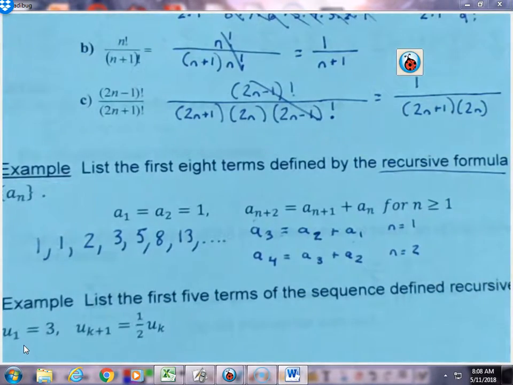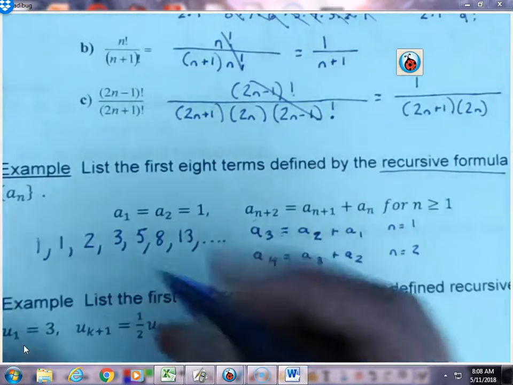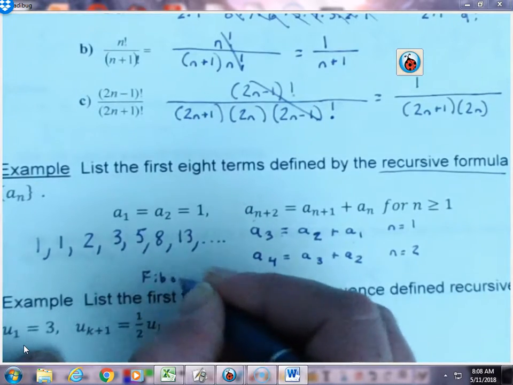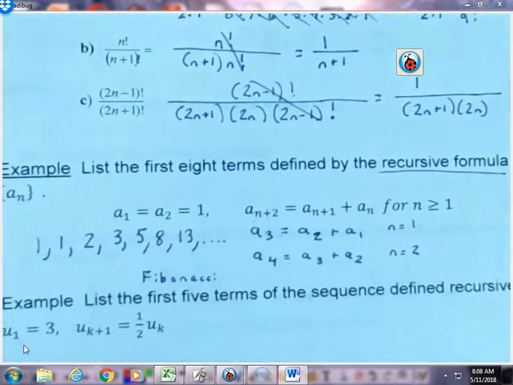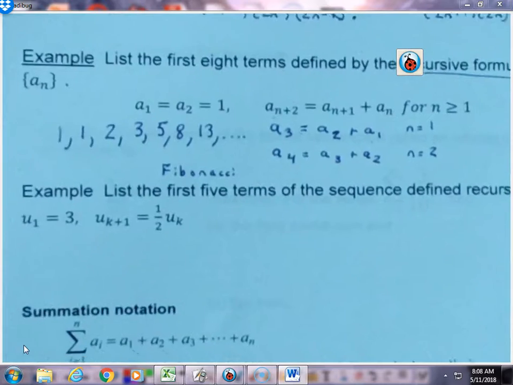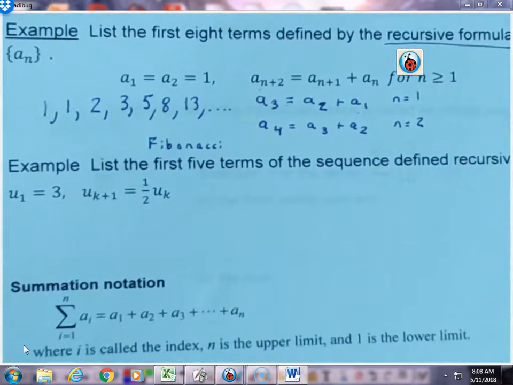Okay, have you ever heard of this sequence before? Have you heard it called anything? The Fibonacci sequence. So this is called the Fibonacci sequence. So that's a recursive formula. Fibonacci. Well, that's even better.